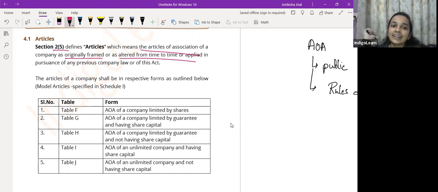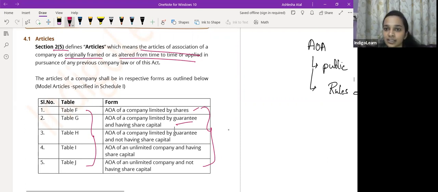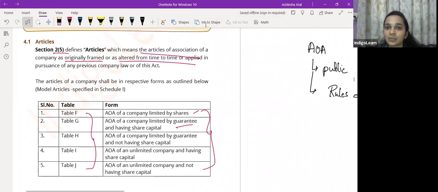ठीक है. And just like there are different proformas for different formats for memorandum of association, similarly Schedule 1 also prescribes the format for model articles. There are Table F to Table J which provide formats of articles of association for different types of company, depending on whether it is a company limited by shares, company limited by guarantee, having share capital, not having share capital, or unlimited company. So depending on the type of company, हम ये मॉडल आर्टिकल्स उठा सकते हैं. We can frame the articles of association of our company as well. So these are the model articles which have been specified, which have been prescribed.